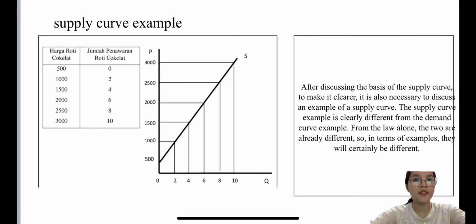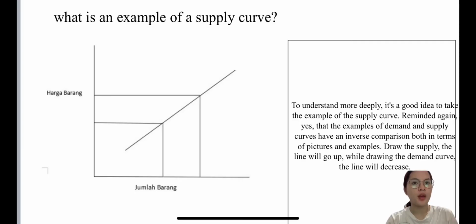Because they have an inverse law, the demand and supply curves will have a significant difference in the drawing. The example of the demand curve drawing has a negative slope. What is an example of a supply curve? To understand more deeply, it's a good idea to take an example of a supply curve. Remember again that the demand and supply curves have an inverse comparison in terms of picture and example. Draw the supply, the line will go up, while drawing the demand curve, the line will go down.